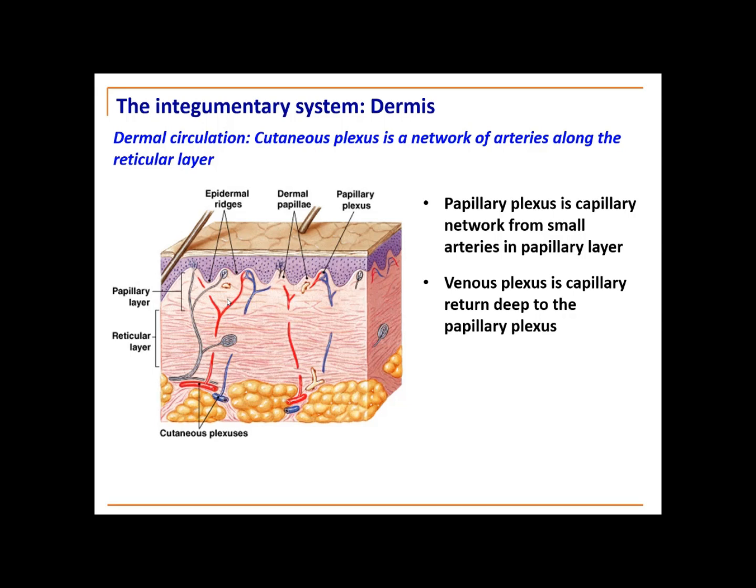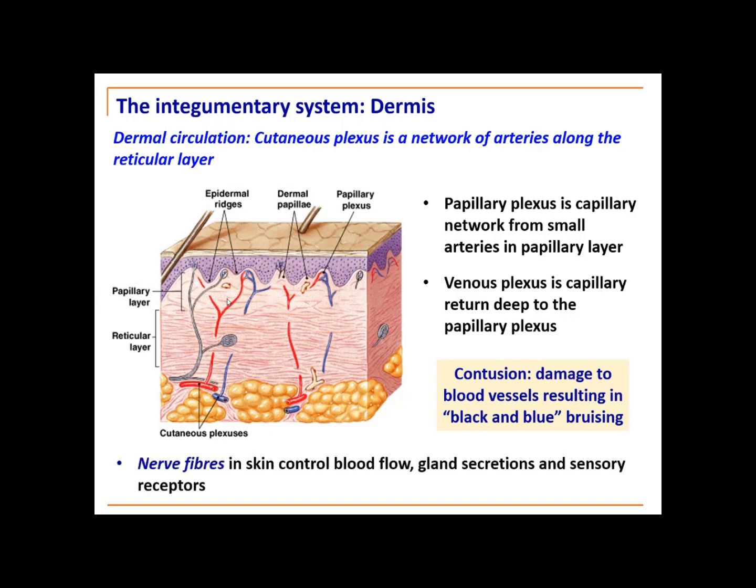And the presence of blood vessels in the dermis means it plays an important role in temperature regulation. So that's where we're getting that vasodilation, that vasoconstriction to help lose heat or lose less heat, as the case may be. You have contusions, that's damage to blood vessels resulting in black and blue bruising, of course. So you know the phrases again. And again, we've got the nerve fibers in the skin, help to control blood flow, gland secretions, and of course, we've got those sensory receptors. So you've got motor neurons in there, and you've got the sensory receptors as well.